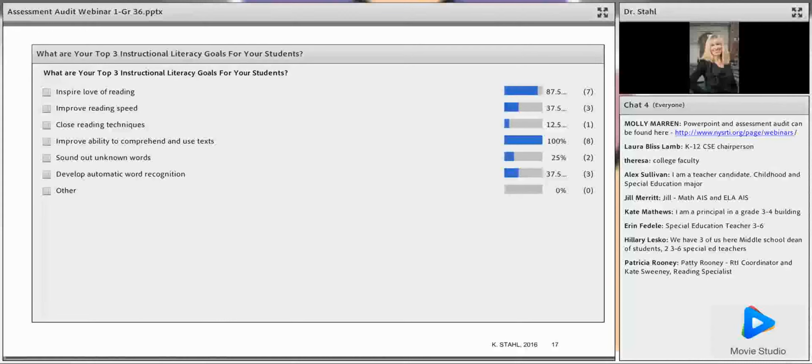So as we can see from our poll, I think you all can see the poll too. Our number 1 from most people who have polled is comprehension. The ability to comprehend and use text is a number 1 goal. And then we also want to inspire the love of reading. And these things are not separate. In order for those things to happen, we also need for children to be able to develop automatic word recognition, because if reading, I'm going to go to the next slide now, Molly.